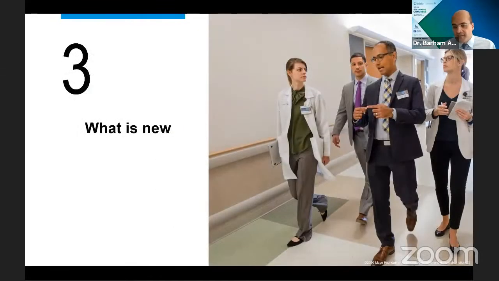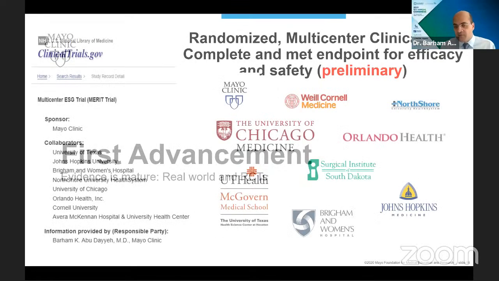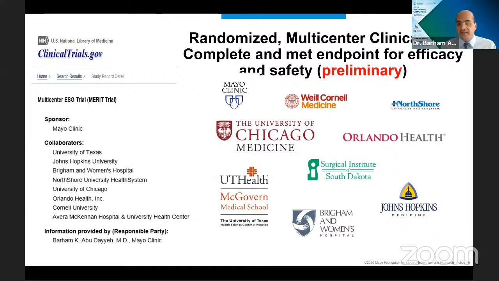So what's new in the field of endoscopic sleeve gastroplasty, or in the field of endoscopic gastroplasty in general? The first advancement is that evidence is mature, both from real world and randomized controlled trial. This is the one that should be the definitive trial that investigated the efficacy and safety of the endoscopic sleeve gastroplasty in a multi-center randomized fashion, including multiple academic and community centers in the United States.